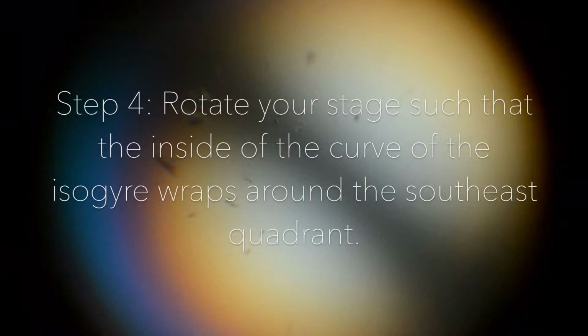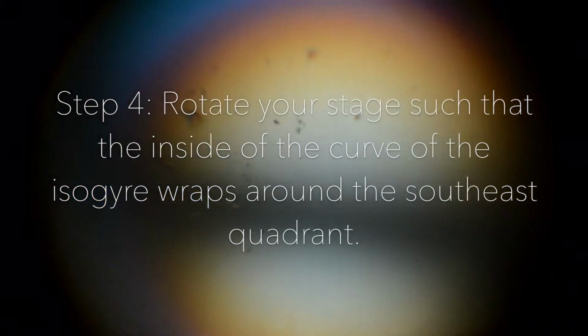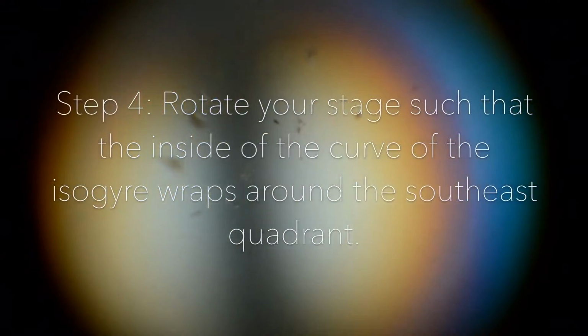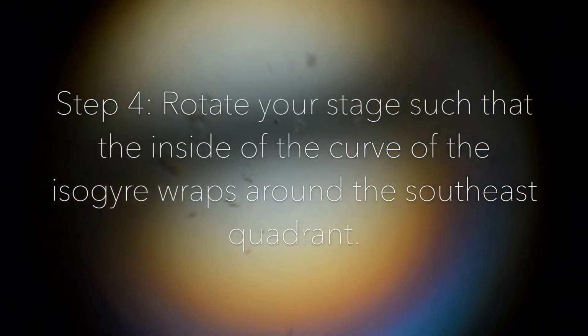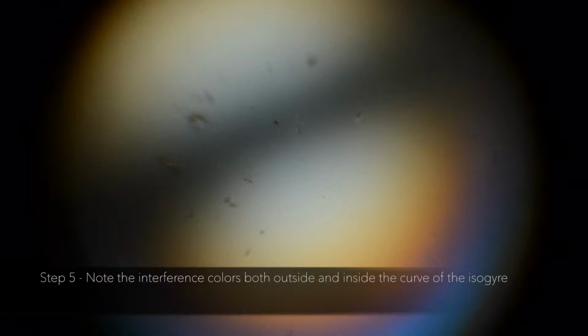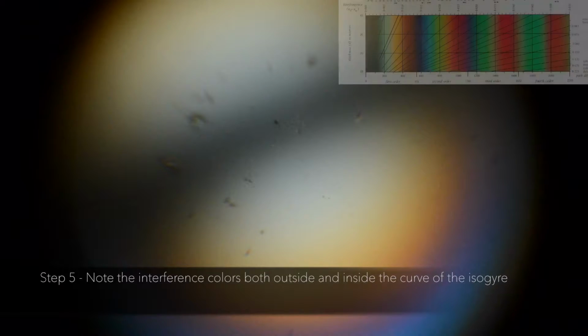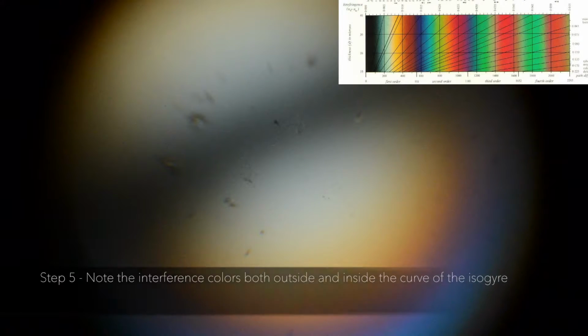Step 4. Rotate your stage such that the inside of the curve of the isogyre wraps around the southeast quadrant. Step 5. Note the interference colors both outside and inside the curve of the isogyre. Here, both sides have a range in first-order isochromes. We see white, yellow, and magenta interference colors appear in that order.